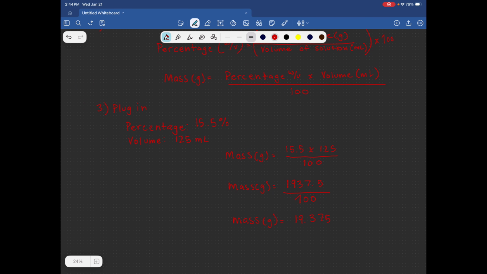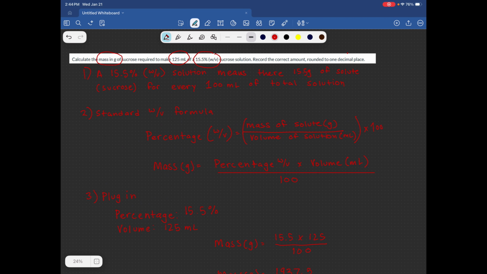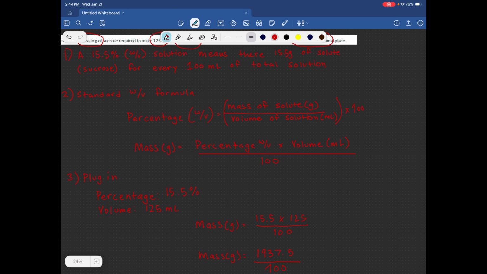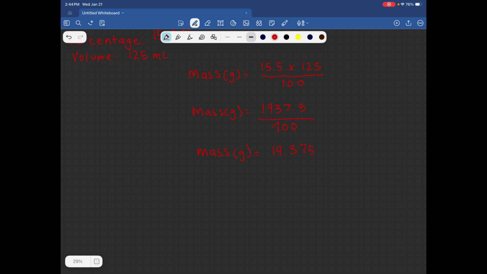But the answer is asking us to round to 1 decimal place. So we'll come down here, find our 1 decimal place right here. So that's going to be step 4, round to 1 decimal place. And so our final answer is going to be mass is equal to 19.4 grams.